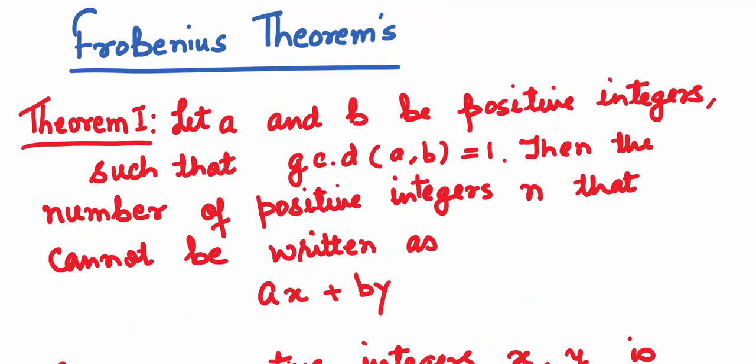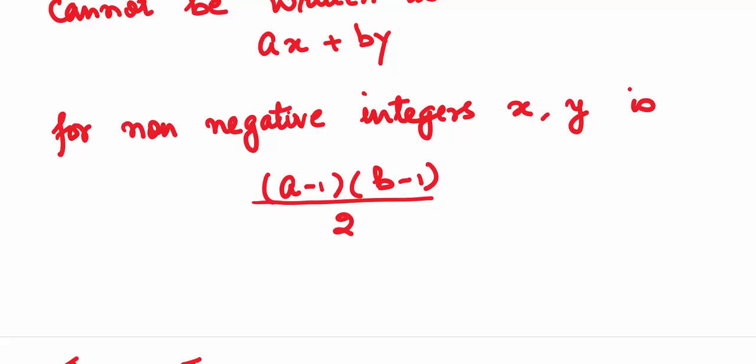Let us now look at some different theorems. The first one: let a and b be positive integers such that they are relatively prime. Then the number of positive integers n that cannot be written as the linear combination ax plus by for non-negative integers x and y is given by (a minus 1)(b minus 1) upon 2.